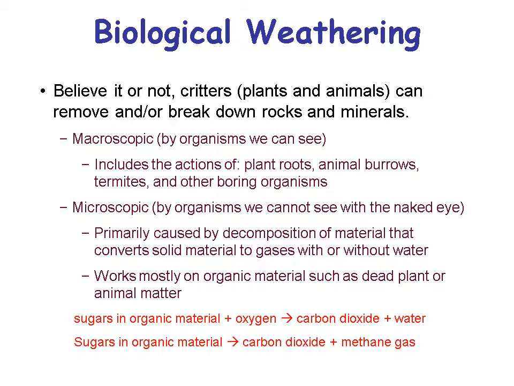Examples of both those are sugar, which is dead plant material that may come from sugar cane or sugar beets or something else. That combines with oxygen, and that weathers into carbon dioxide and water. Sugars are also in organic materials, such as apples, which have lots of sugar in them. And when that weathers, it forms carbon dioxide and methane gas.